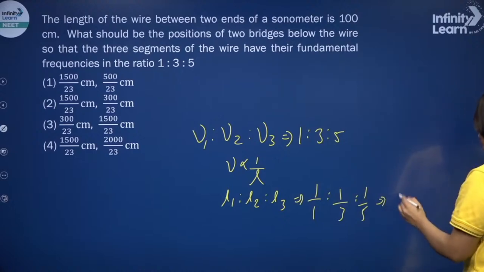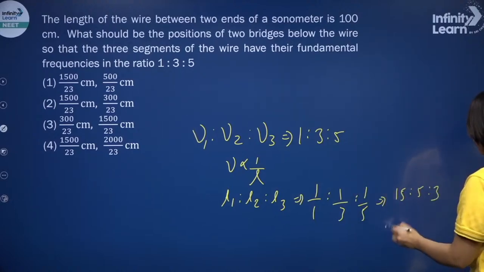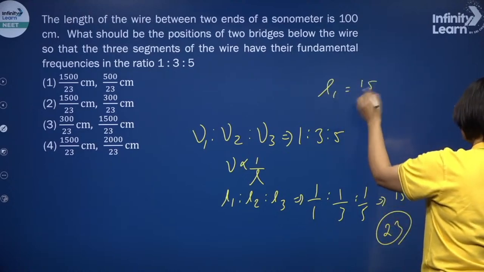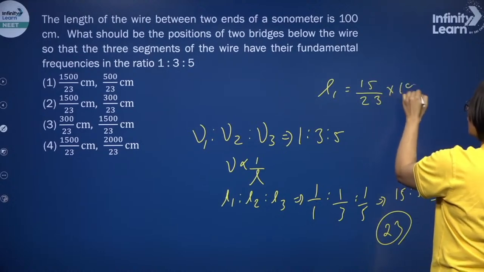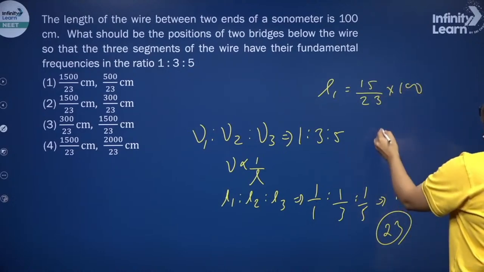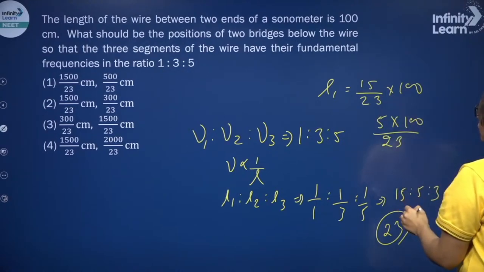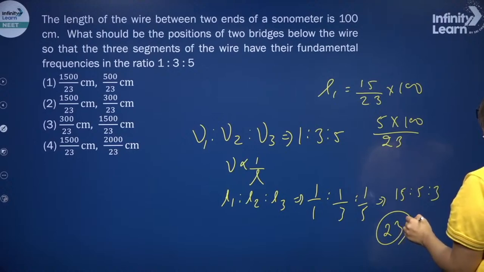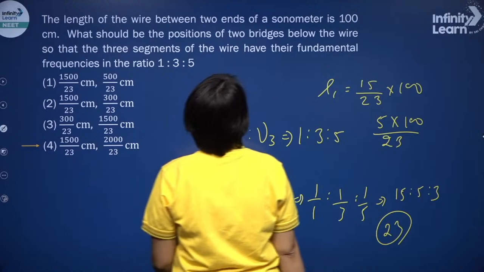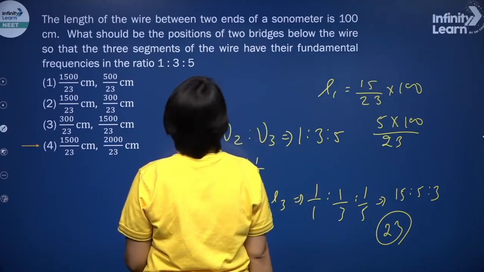So this is nothing but 15 is to 5 is to 3. So the summation of this ratio will be 23, right? So L1 is 15 upon 23 times 100. So this is 1500 divided by 23 centimeter. L2 is 5 into 100 divided by 23, that is 500 divided by 23 centimeter, and L3 is 300 divided by 23 centimeter. So the correct answer is this will be the remaining one.